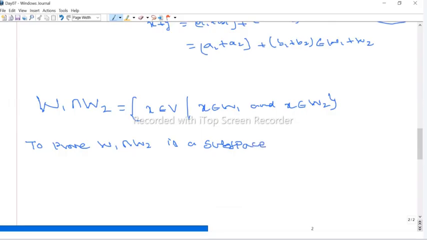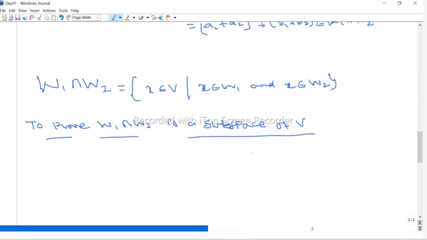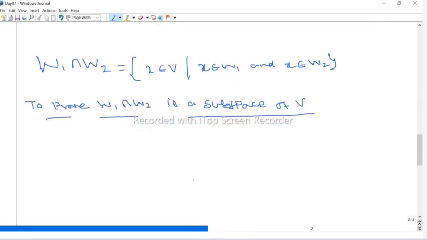Intersection of two subspaces, and not only two subspaces: if you take the intersection of an arbitrary number of subspaces, it is always a subspace of V. So how to prove this one? Again, first we have to check whether 0 is an element of W1 intersection W2 or not. Clearly 0 is an element of W1 because W1 is a subspace. Therefore, the additive 0 should be in W1. Again, W2 is also a subspace, therefore 0 belongs to W2. Therefore, 0 belongs to W1 intersection W2. It is in both W1 and W2. Therefore, the additive element is there.